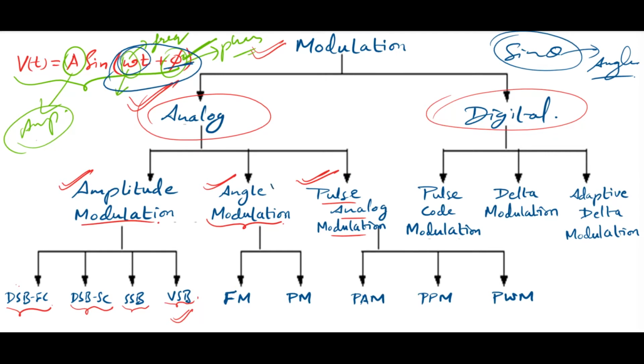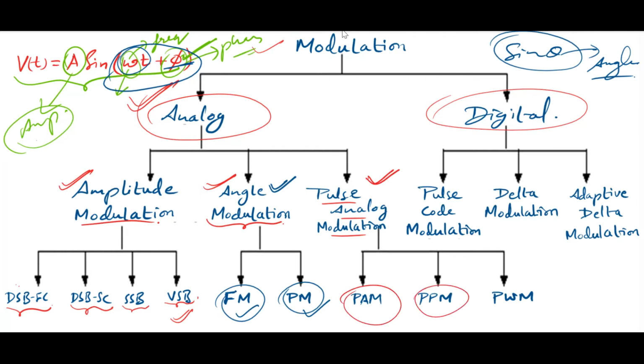So we call this angle modulation, and it has two classifications, FM and PM, that is, frequency modulation or phase modulation. Either we can vary frequency or phase, and that is called angle modulation techniques. Then we have pulse analog modulation techniques. They can be classified as PAM, PPM, and PWM. PAM means pulse amplitude modulation, then pulse position modulation and pulse width modulation.